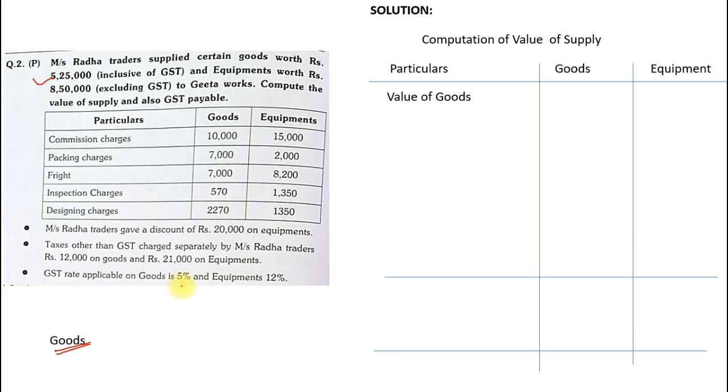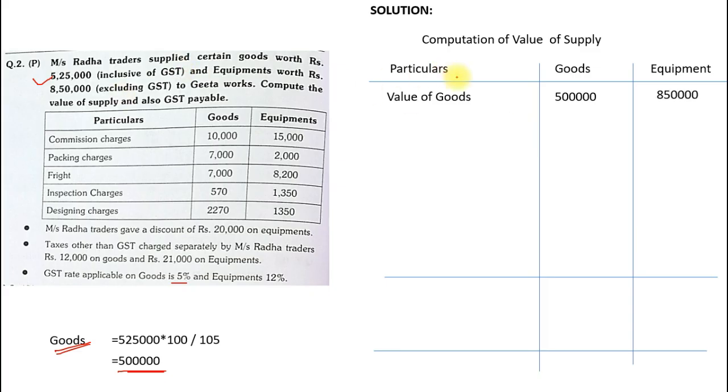5,25,000 includes 5% GST. So can I say it is 105? If I have to put it in the base form of 100, so if 5% GST is added, it is 105. So 100 is how much? That is what we need to find. So we'll have to cross multiply. So it will be 5,25,000 into 100 divided by 105. Once you multiply and divide, you will get the value of goods as 5 lakhs. So value of goods is 5 lakh.